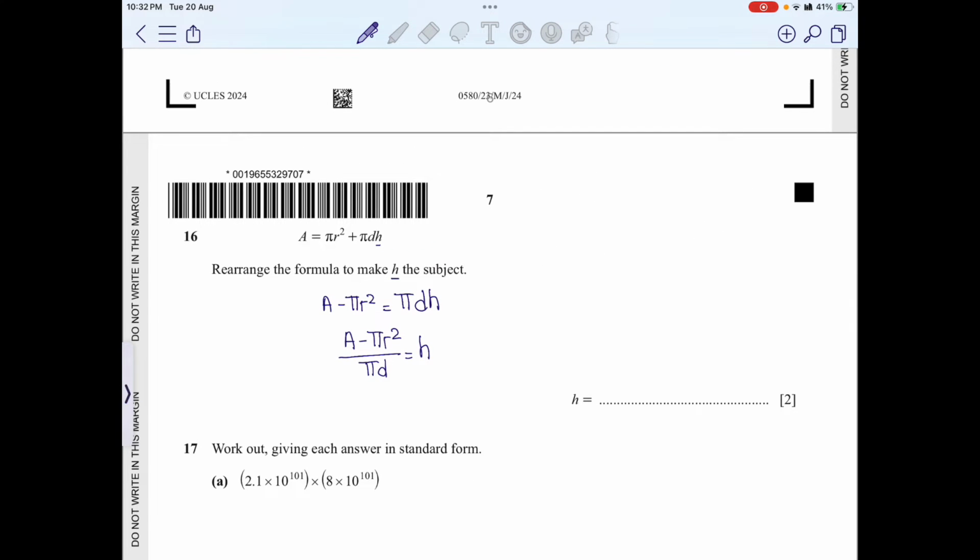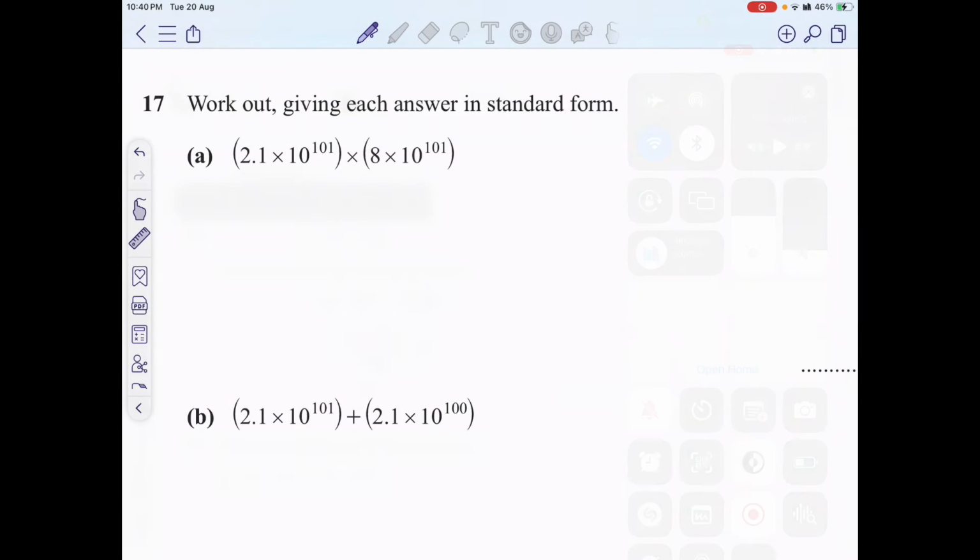Now moving on to question number 17. It says work out, giving each answer in standard form: 2.1 times 10 raised to 101 times 8 times 10 raised to 101. Often with these types of questions, when you try to enter them in the calculator, they wouldn't give you an answer because calculators cannot handle such large powers.